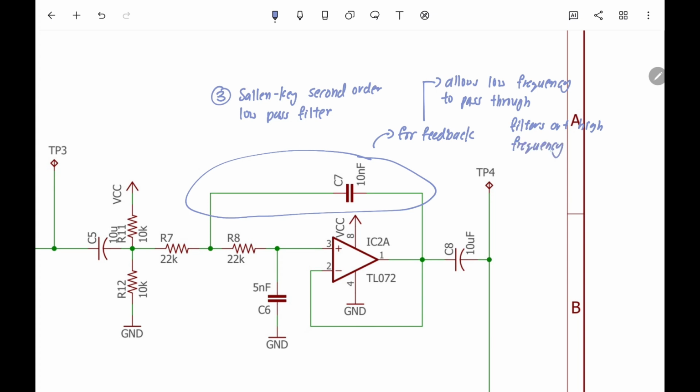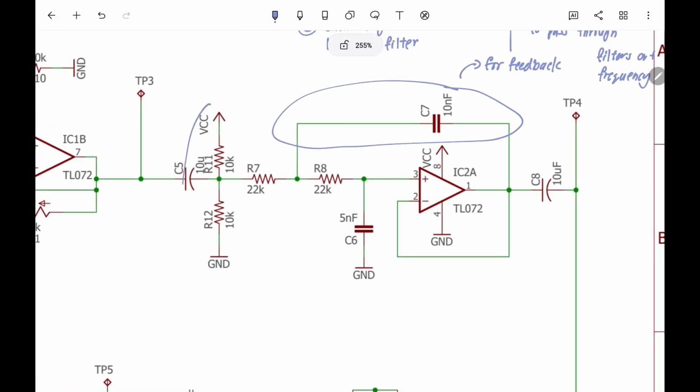And then it would filter out any high frequencies. So at this part where there is R12 and R11, both 10K, is called the voltage divider, similar to the one at the first circuit. And this part at the capacitor 8, it filters out any of the DCs.